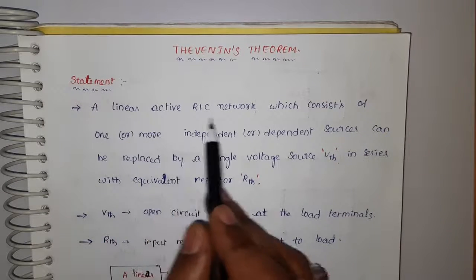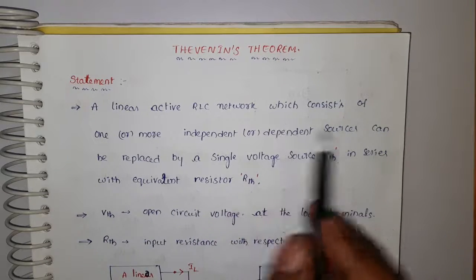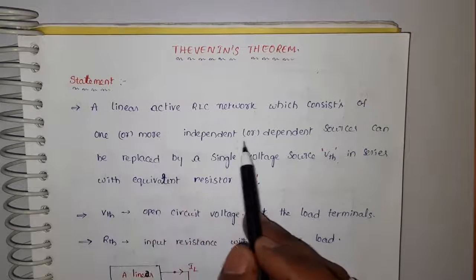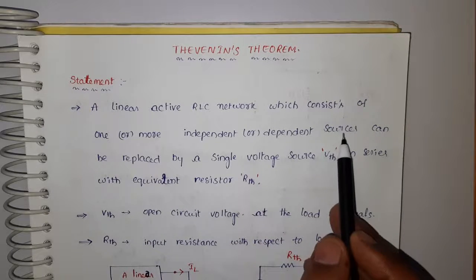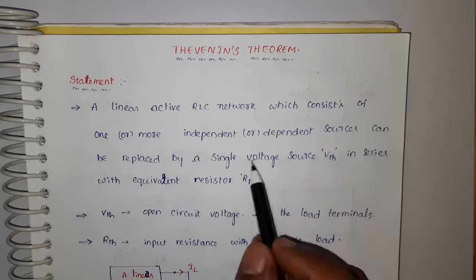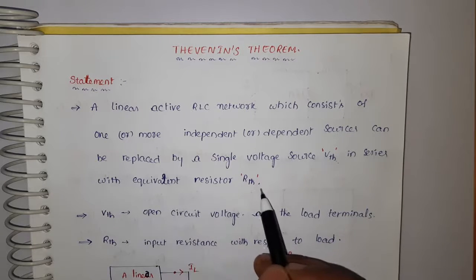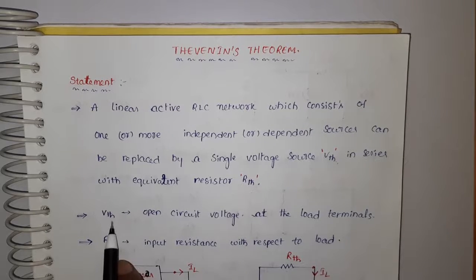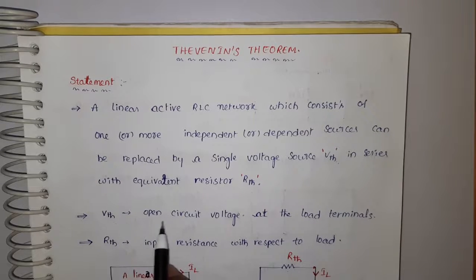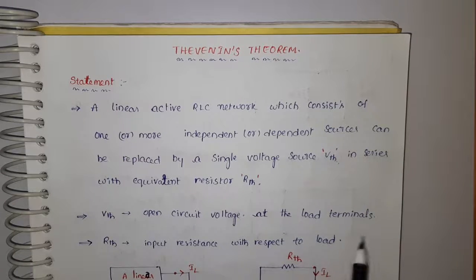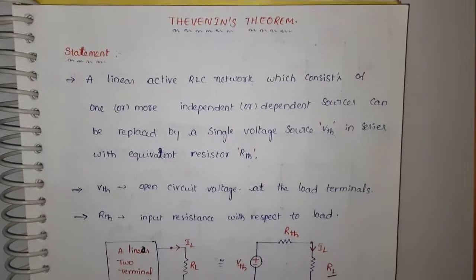A linear active RLC network which consists of one or more independent or dependent sources can be replaced by a single voltage source VTH in series with an equivalent resistor RTH. So what is VTH? VTH is Thevenin's equivalent voltage, which is the open circuit voltage at the load terminals, and RTH is the input resistance with respect to the load.